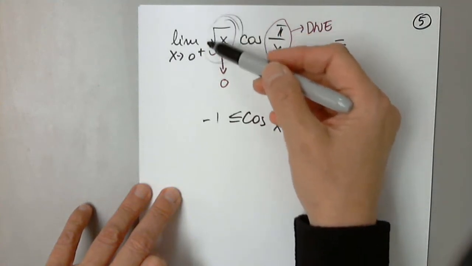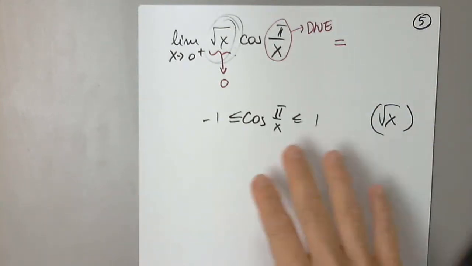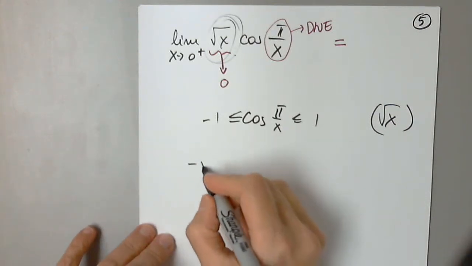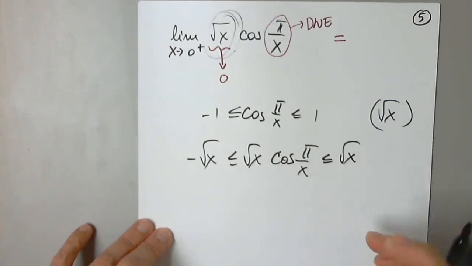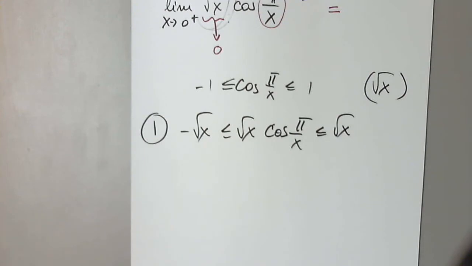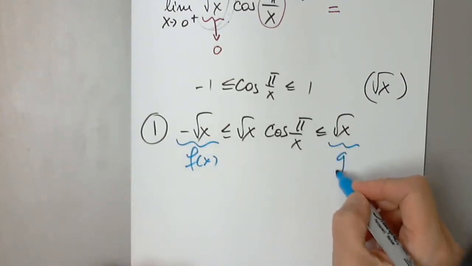Of course, I need to build this function in the middle, so I'm going to multiply all 3 sides by the square root of x. But I have to make sure that this is a positive number. Of course, the square root of x is a positive number. And I have to make sure that it's not 0. Of course it's not 0, because x approaches 0, we really mean it. X is not 0. Because if we're not sure of that, we cannot multiply, right? So we have to make sure that that is correct. Negative the square root of x is less than or equal to the square root of x cosine pi over x, which is less than or equal to the square root of x. So this is basically the first hypothesis of the squeeze theorem. We squeeze the function between 2 other functions. Now let's call this f of x, and let's call this g of x.